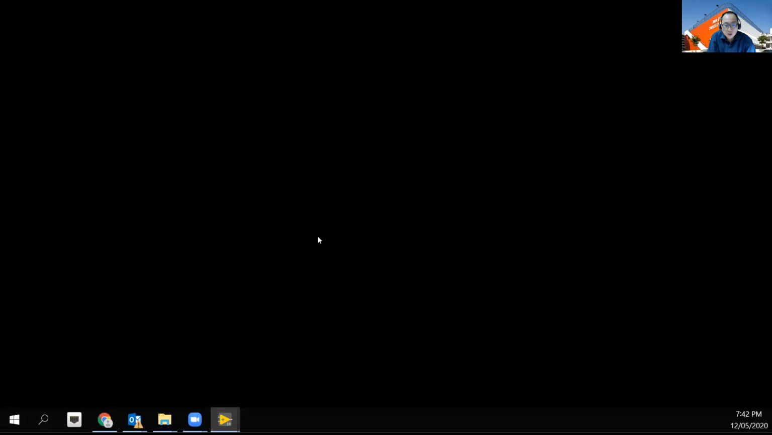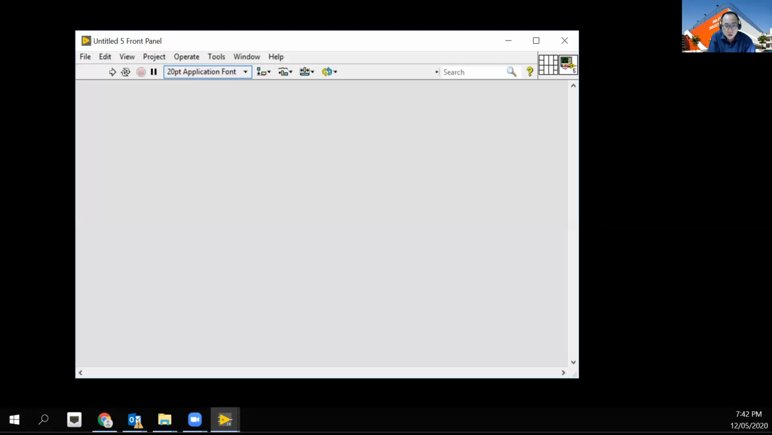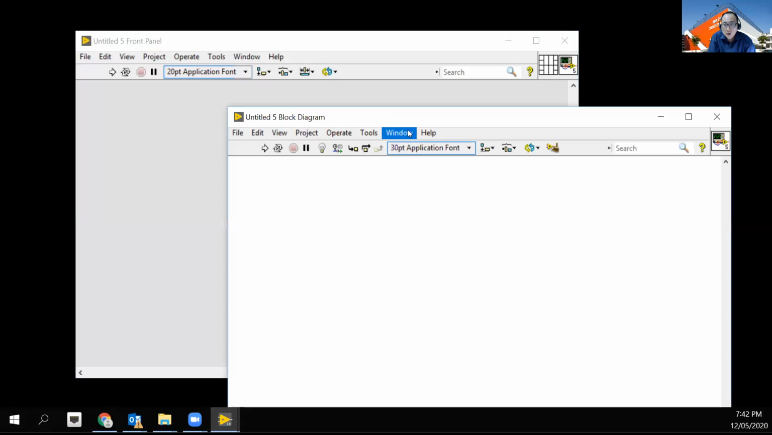You should see something like this. Do you see one white and one gray screen? Somebody said got two pop up. Yes, correct. So if you see the two pop up, right? Okay, which is good.